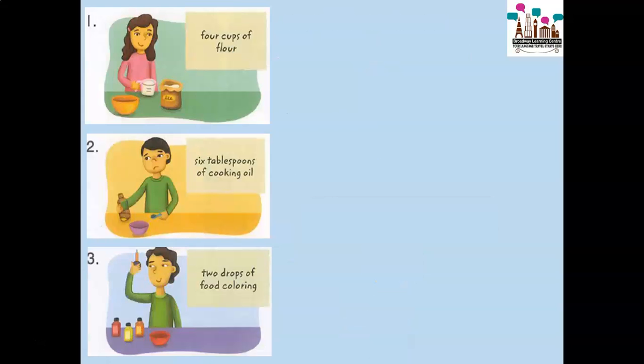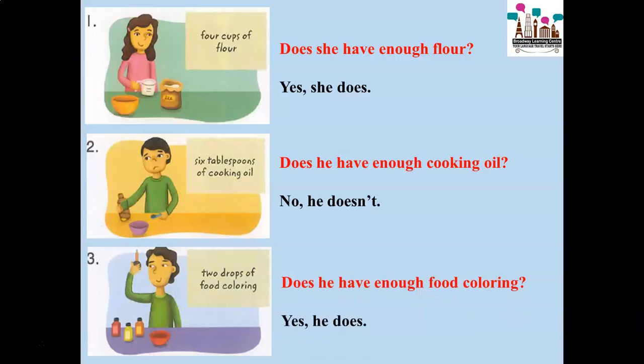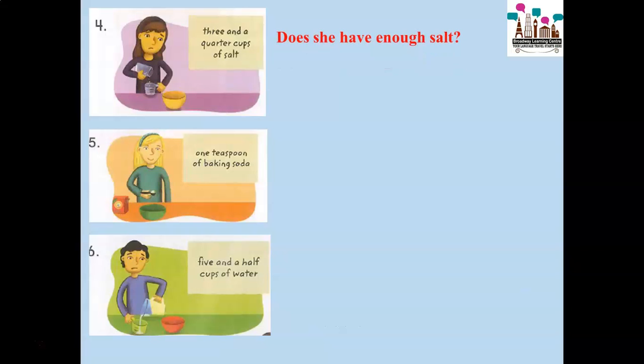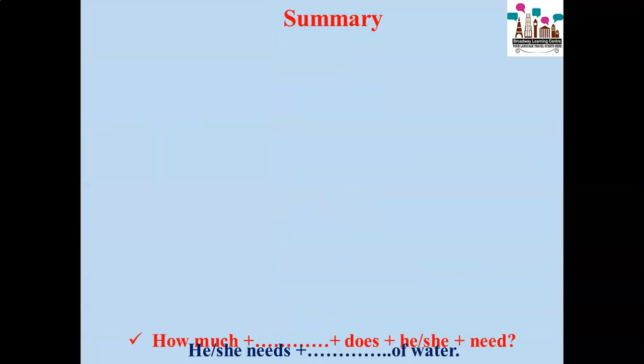Yes, she does. Now let's try some more examples. Does she have enough flour? Yes, she does. Does he have enough cooking oil? No, he doesn't. Does he have enough food coloring? Yes, he does. Does she have enough salt? No, she doesn't. Does she have enough baking soda? Yes, she does. Does he have enough water? No, he doesn't.